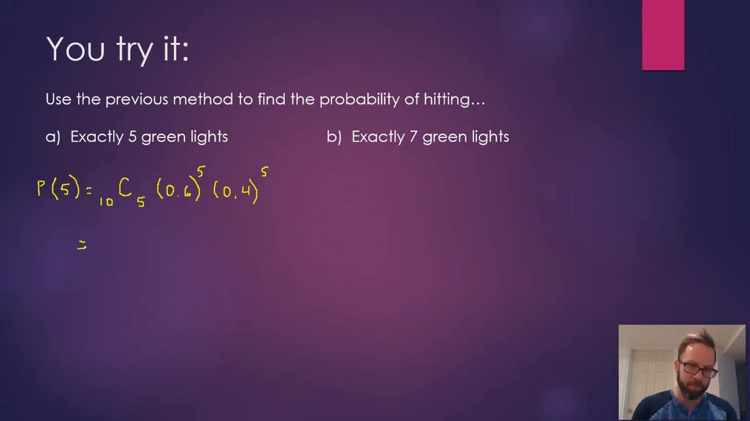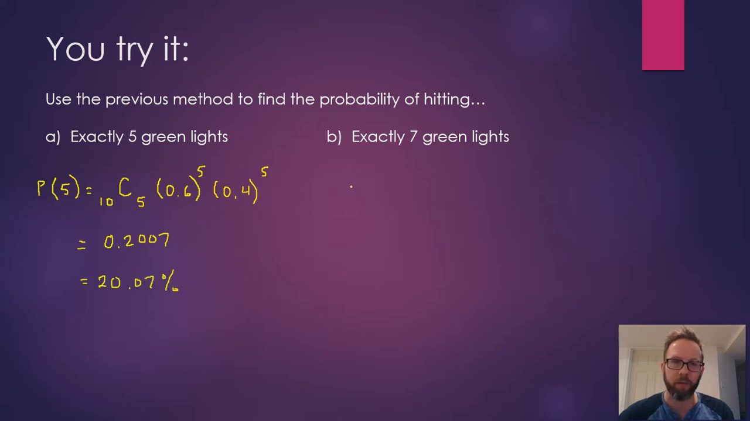Let me do that really quickly. A lot of stuff for today I've done ahead of time just to save some time in the video. I did not do these ahead of time though. So I got 0.2007 or 20.07%. The calculation for 7 green lights is fairly similar.